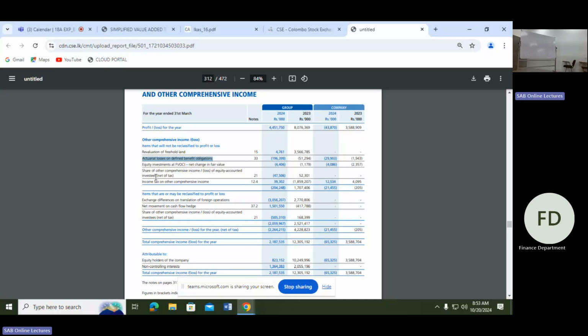Right? So then, the gain you are getting from investment property goes directly to other income in the income statement. But PP&E gain is considered an item not reclassified to P&L.